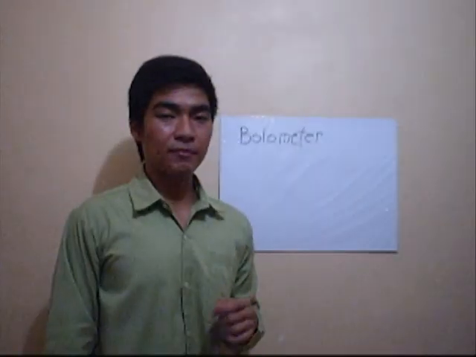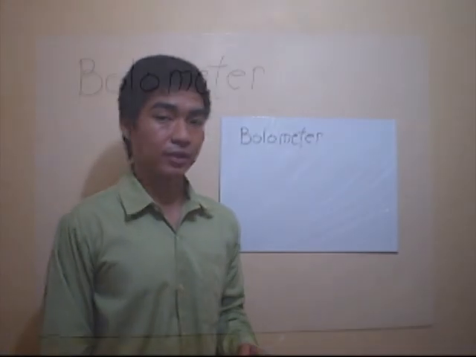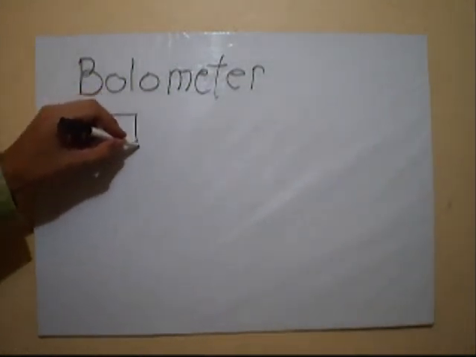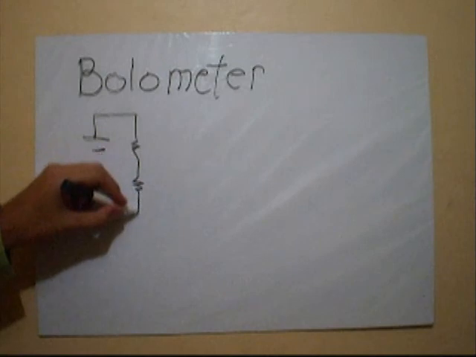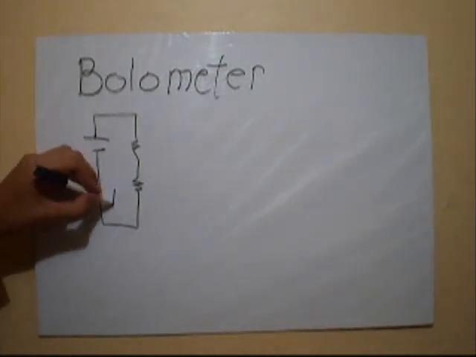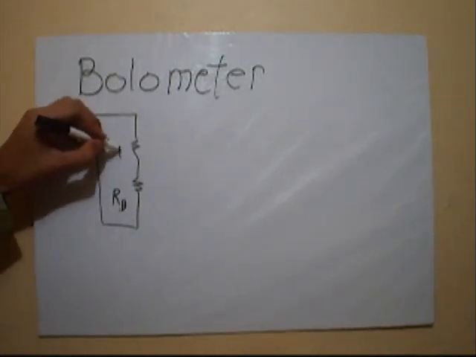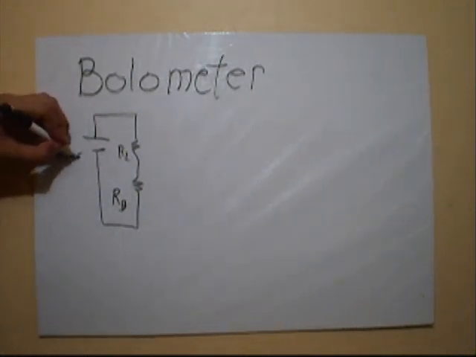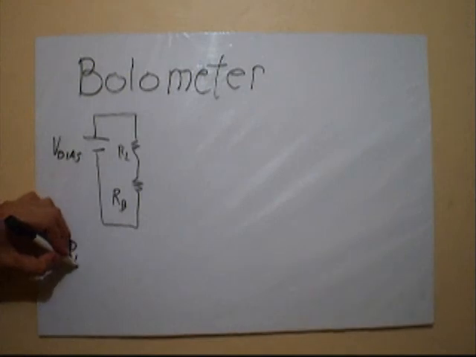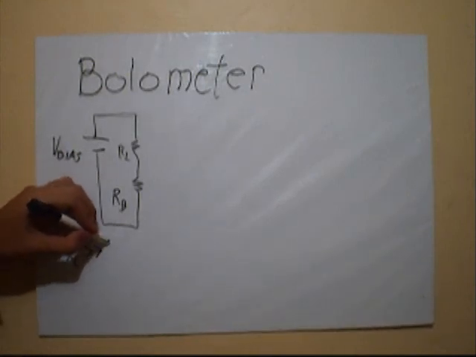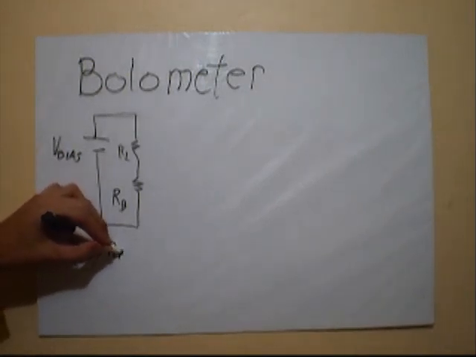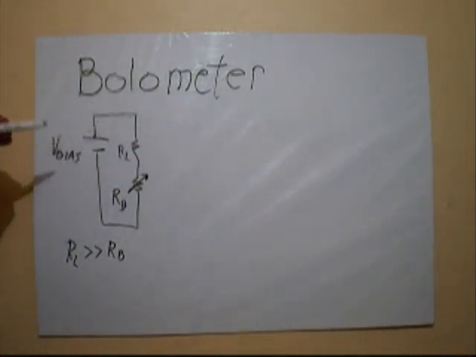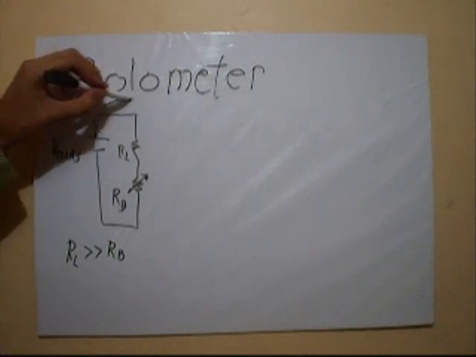This is the typical bolometer circuit. The bias voltage is connected to a load resistance, then the bolometer. The load resistance should be greater than the bolometer resistance so that any change in the bolometer resistance will not greatly affect the current.